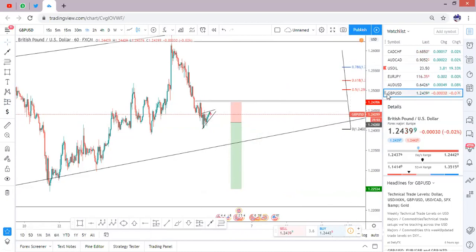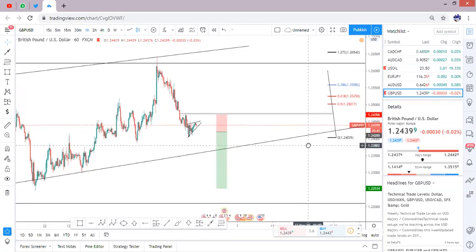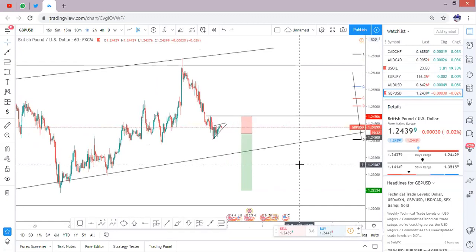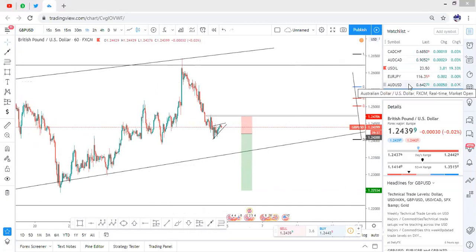Any question before I move on to the next pair, please? I need to know if you have any question before I move to the next pair. Okay, moving on to the next pair, AUDUSD.